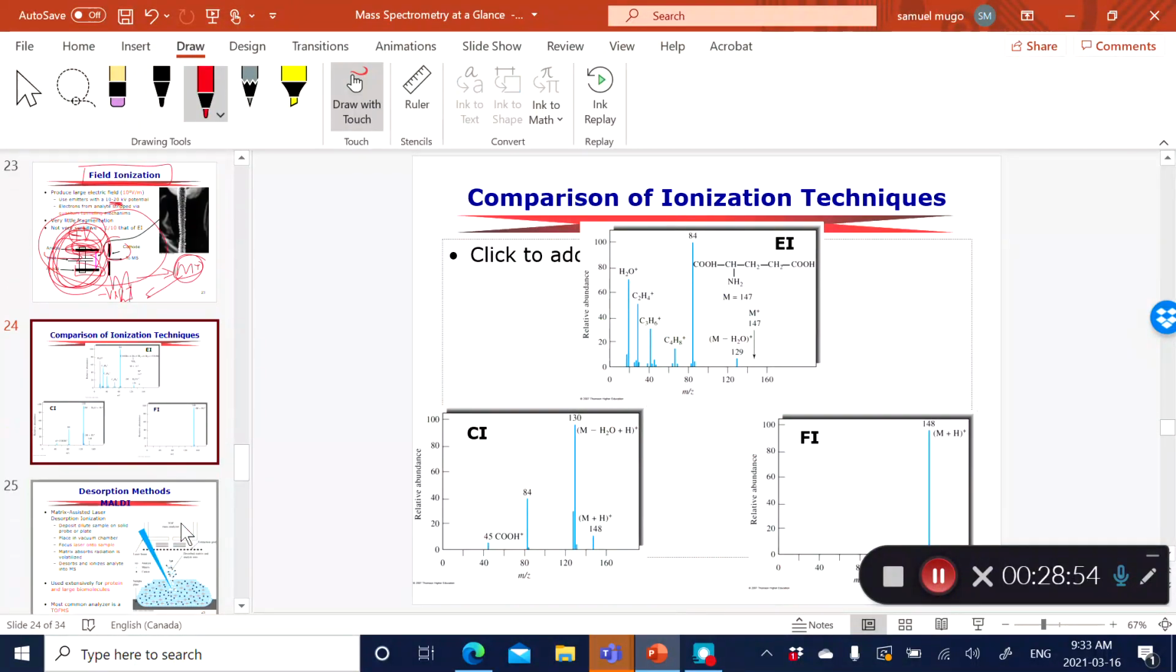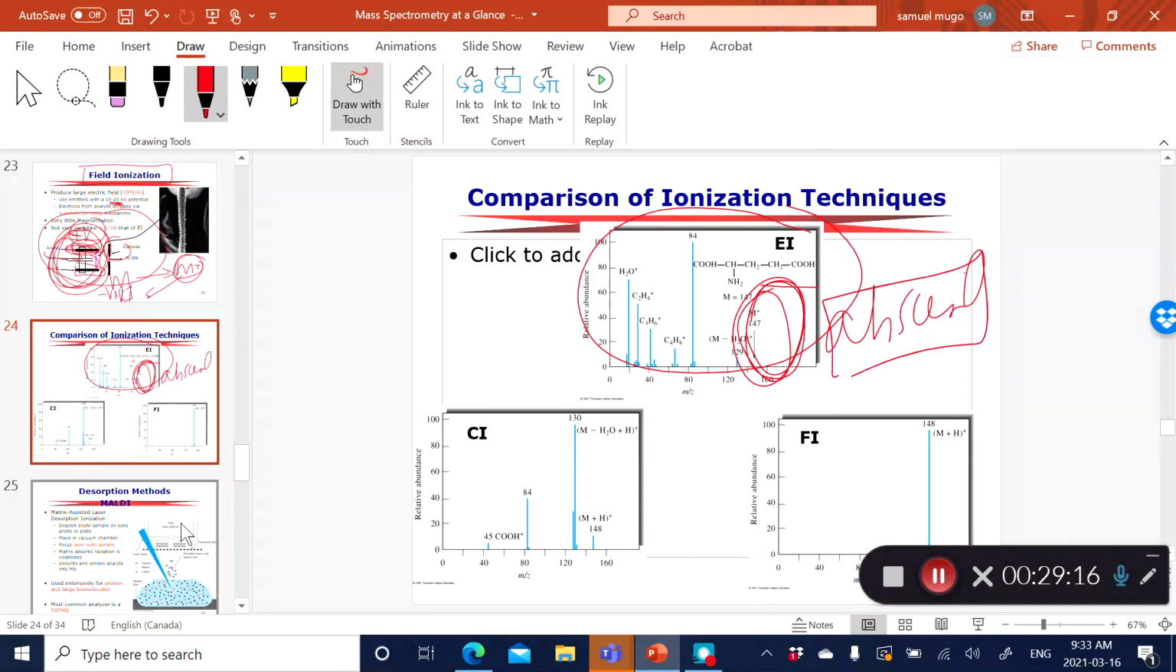Very quick comparison here in terms of mass spectra. Look at the mass spectra of EI for that molecule. Now, you can see the fragmentation pattern is fairly severe. In fact, take a look at this. The molecular ion peak is absent. Why? Because of what I said, it's a very harsh technique. It tends to fragment the ions extensively.